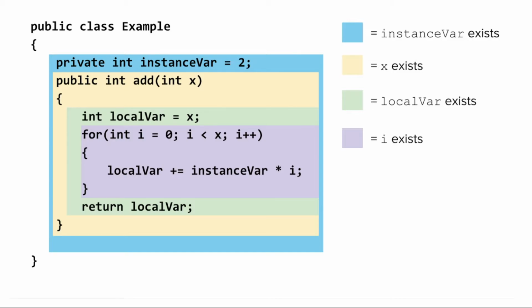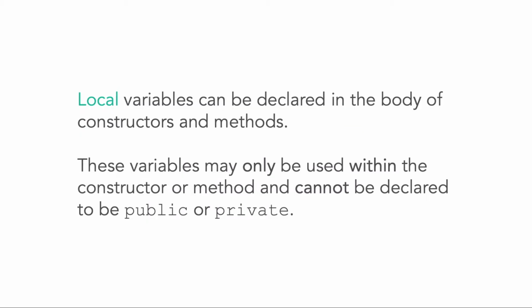The formal parameter x exists from the beginning of the method where it is passed. In green, the local variable localVar exists within the confines of the method add. And lastly, in purple, the variable i exists only within the for loop where it is initialized. Local variables can be declared in the body of constructors and methods. These variables may only be used within the constructor or method and cannot be declared to be public or private.